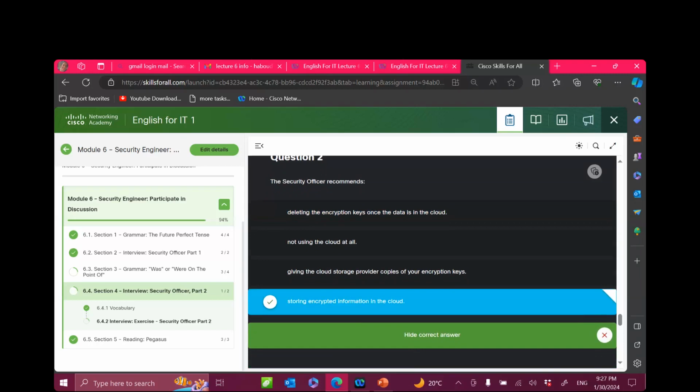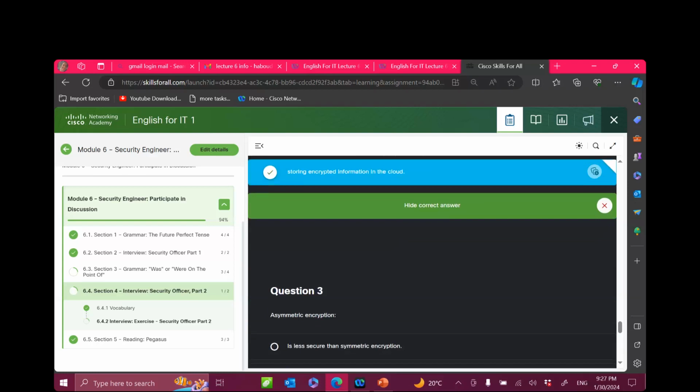Exactly. The security officer recommends storing encrypted information in the cloud. So whenever you send anything to the cloud, it should be encrypted. Okay? We have to store all our information in an encrypted way, not to be stolen, to be secure.